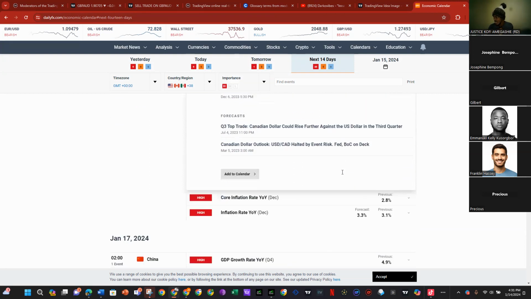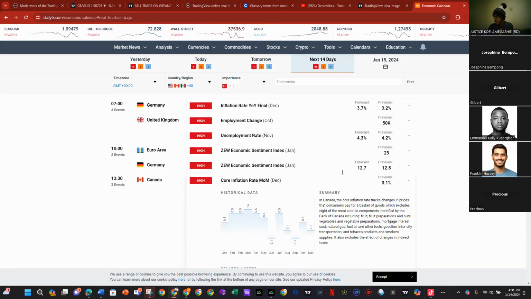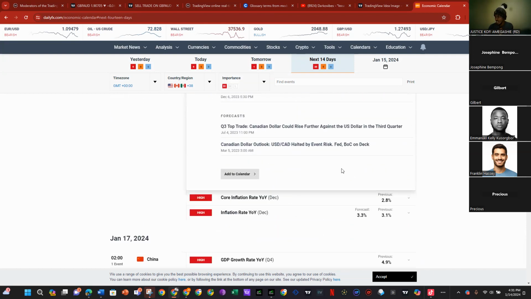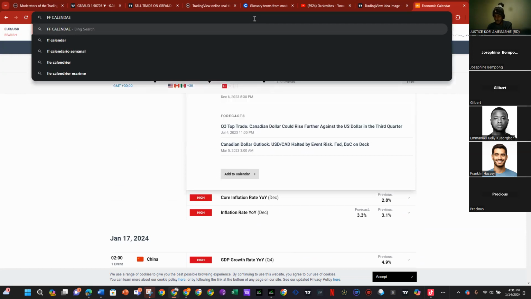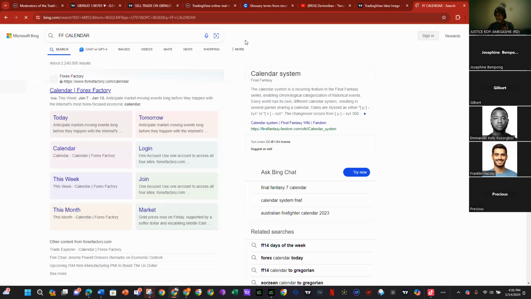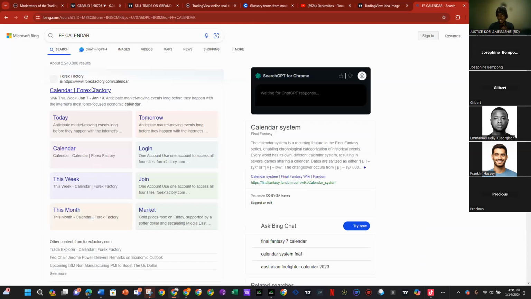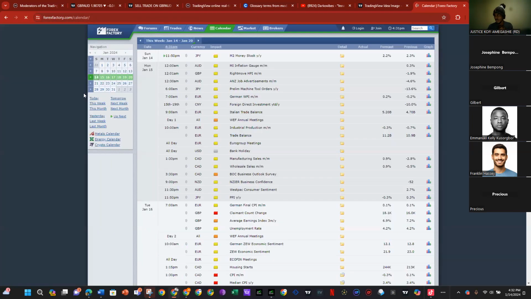I wanted to see the trading side of it, but I cannot see. Yeah, let's go to another site. So the next site is FF calendar. I don't know the site of it. So yeah, Forex Factory. So this is it.